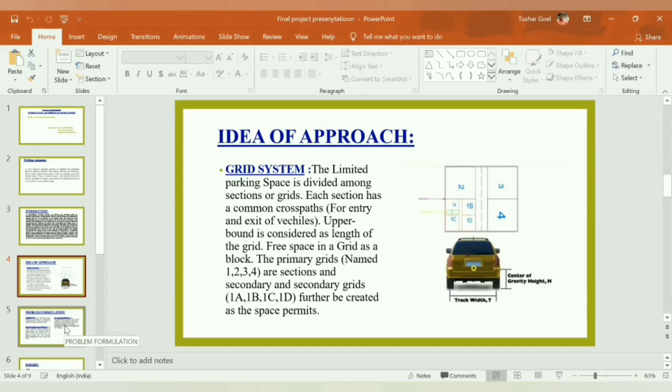The upper bound is considered as the length of the grid, and the free space in a grid is a block. So primary grids are 1, 2, 3, 4. They are the sections, and the secondary grids are 1A, 1B, 1C, 1D. They are created as the space permits.